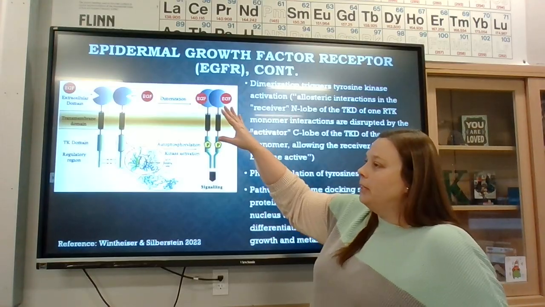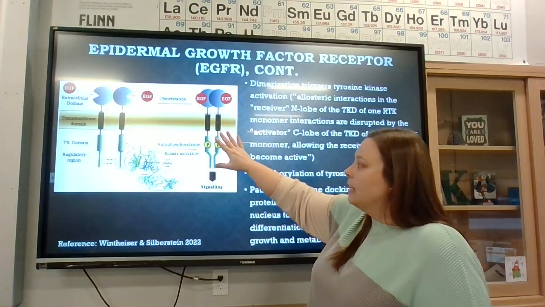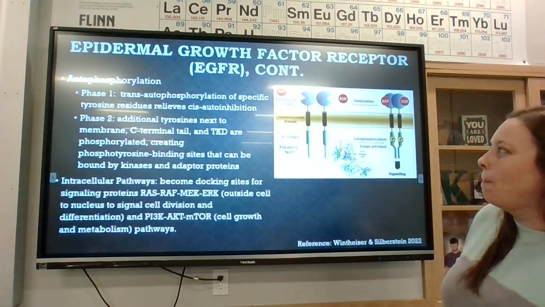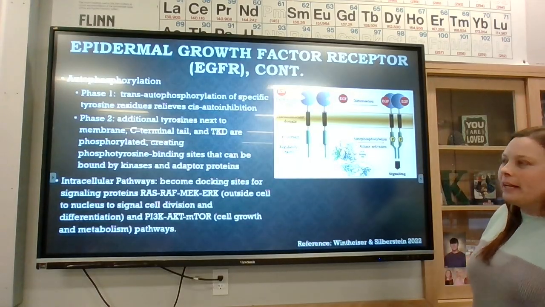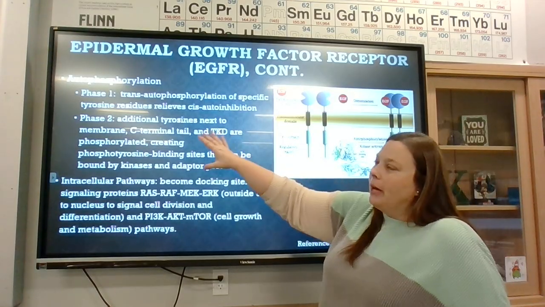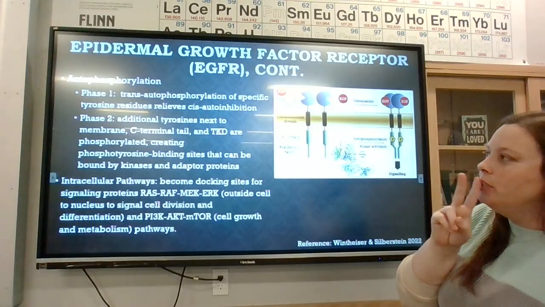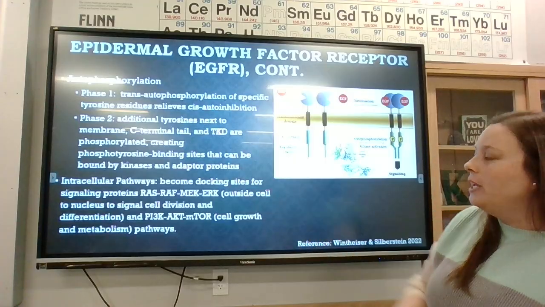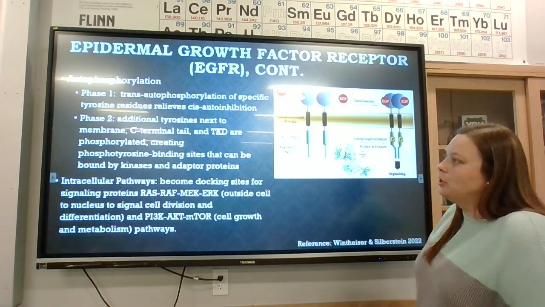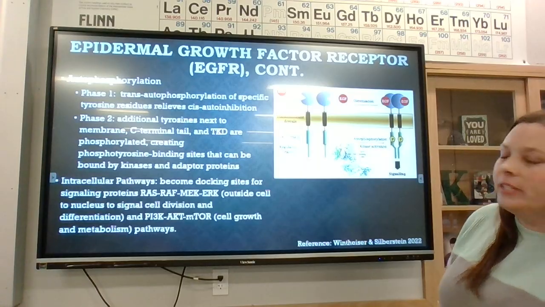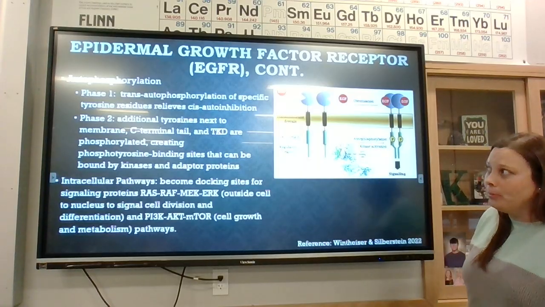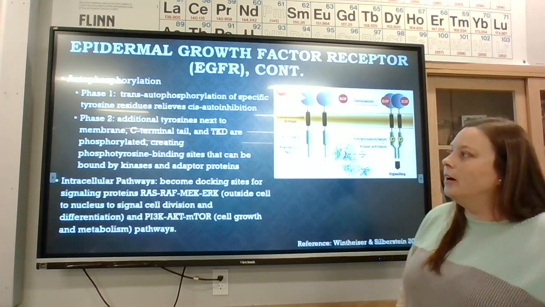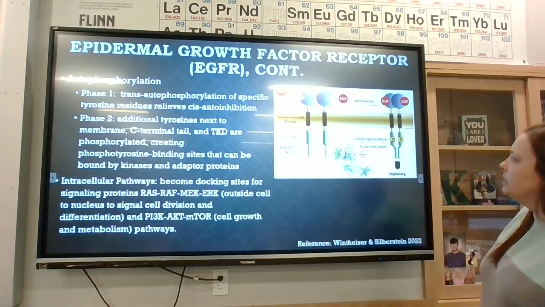So, attachment, dimerization, phosphorylation, and then finally signaling. Let's back up just really quickly. When we were talking about the phosphorylation, that actually happens in two different phases. The first one can be trans, where we can pass those phosphates from one enzyme to another and attach those. Also, there are additional tyrosines that are next to the membrane, and those also can be phosphorylated. So not just the enzyme itself, but also some neighboring tyrosines can continue to be phosphorylated.